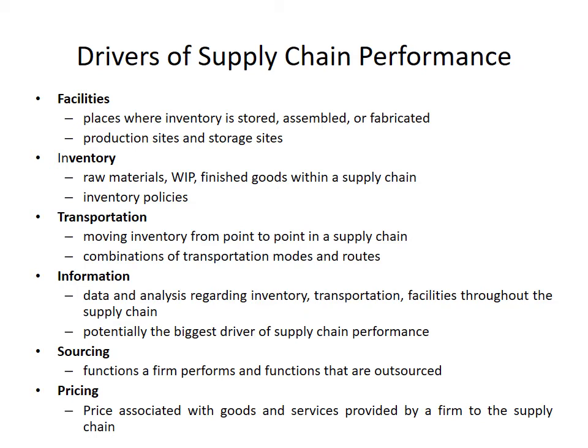And the next one is called sourcing. Sourcing is the choice of who will perform a particular supply chain activity, such as production, storage, transportation, or management of information in an organization. And the next driver we call pricing. Pricing determines how much a firm will charge for the goods and services that it will make available in the supply chain for its customers.